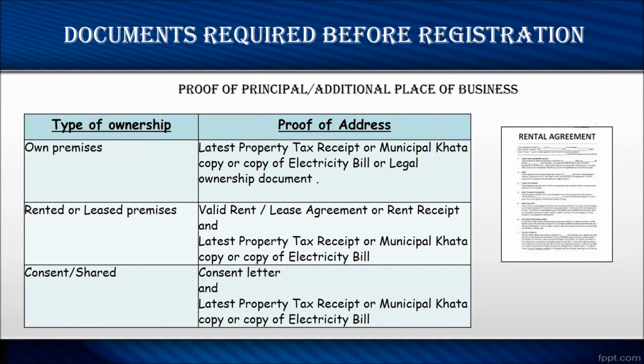Now, for proving the principal place of business, if you have your own premises, you need the latest property tax receipt, municipal khata copy, or any legal ownership document. If it is rented or leased, then you need the agreement, latest property tax receipt, municipal khata copy, or electricity bill. If the property is consented or shared, you need a consent letter, same property tax receipt, municipal khata copy, or electricity bill.